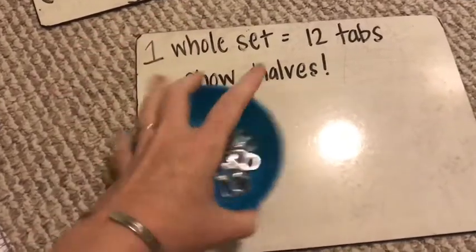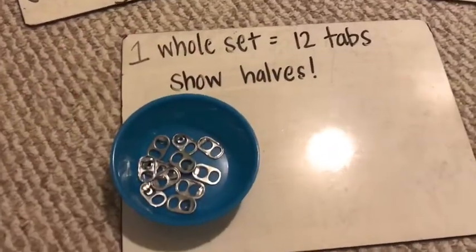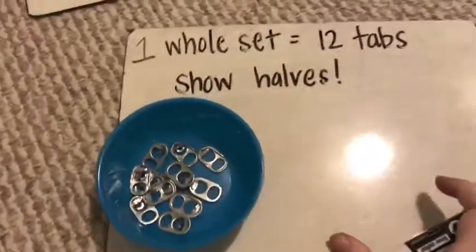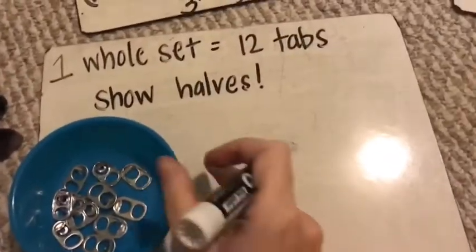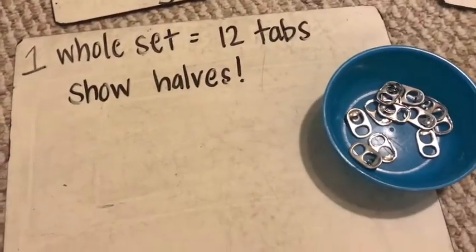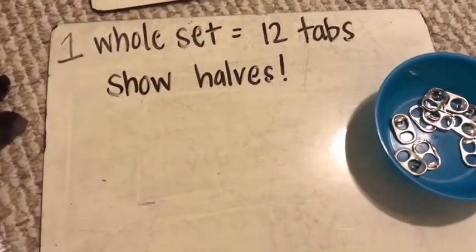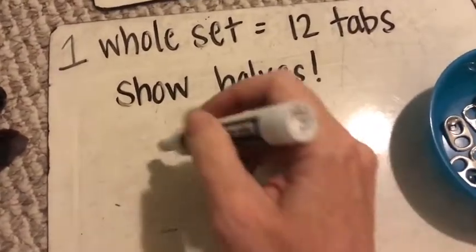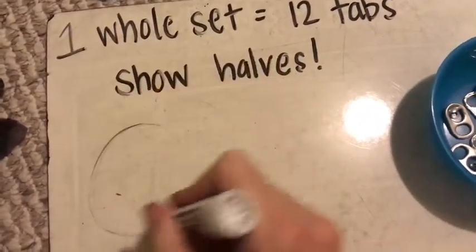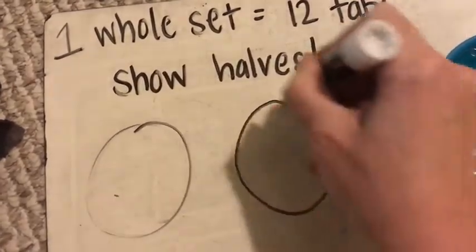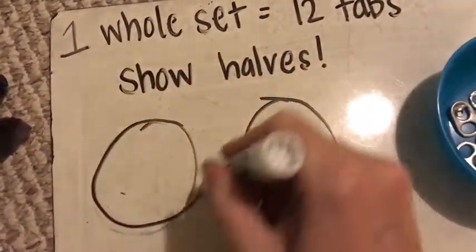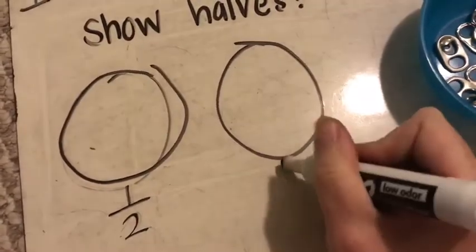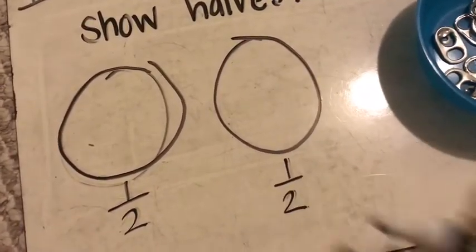So one whole set, you could say this is one whole bowl or one whole set of tabs, and I'm using 12 tabs just because I can show many different fractions with 12. So first thing I need to know is what does halves mean? Halves means that I have two equal parts. So I'm going to split these tabs in halves. This set would have 1/2 of my tabs, and this would have 1/2 of my tabs.